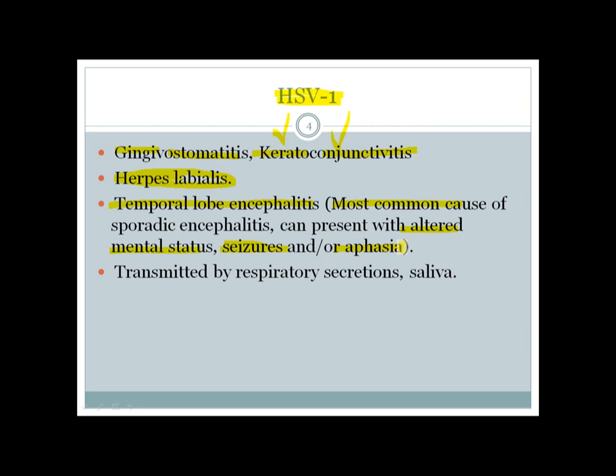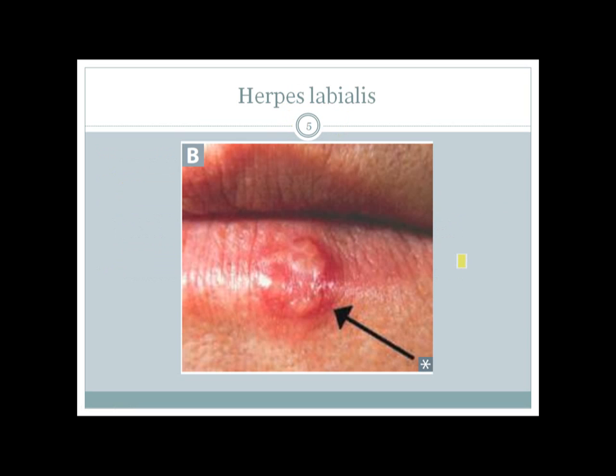As you can remember from your neuroanatomy, Wernicke's area is situated in the temporal lobe, and that's why you can have sensory aphasia. And if it involves Broca's area too, you can also have a motor aphasia. And herpes simplex virus type 1 is transmitted by respiratory secretions and sometimes by saliva, like during kissing.